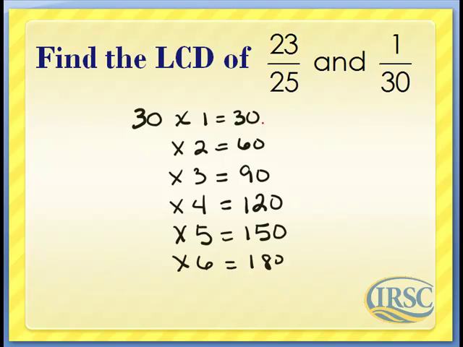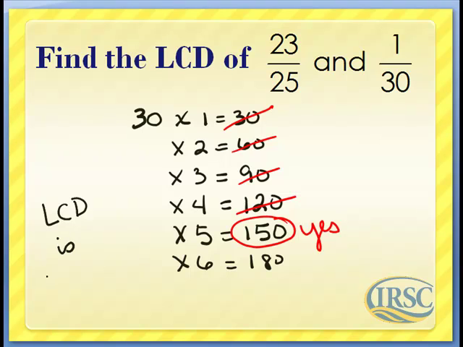But as we go down the list, we can ask ourselves, can 25 divide into 30 evenly? No. 60? No. Can 25 divide into 90 evenly? No, because you know multiples of 25: 25, 50, 75, 100, 125. So we know 25 cannot divide into 120, but 25 can divide into 150. So our LCD for 25 and 30 is 150.